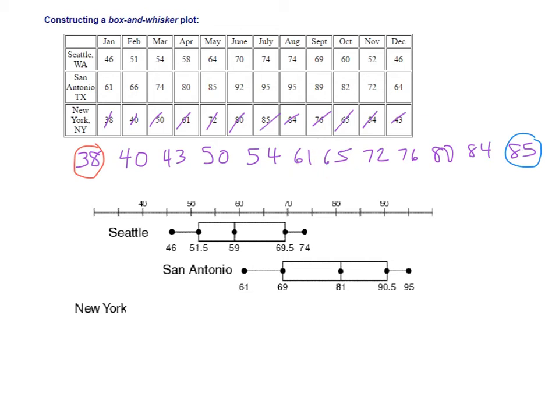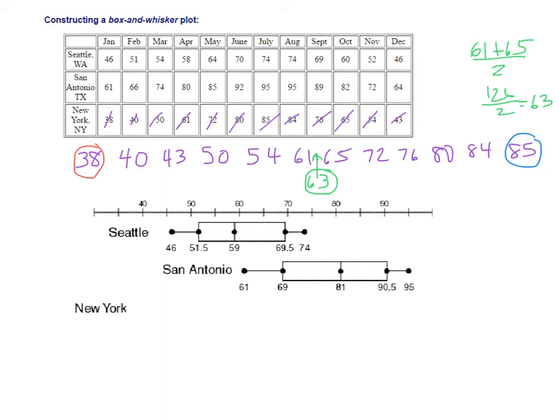Remember, we need to find the middle of these two values. So 61 plus 65 divided by 2. We have to find their average. Well, that's 126 divided by 2, which is 63. Some of you might have been able to figure that out without doing the math up in the corner like I did. 63 is our median.